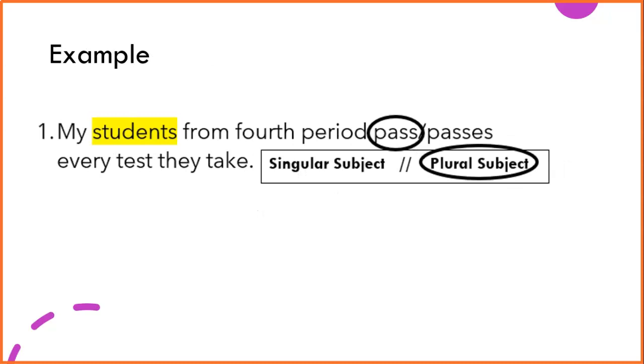So here's an example. My students from 4th period pass every test they take. Students is my subject. They're the people doing the action, so I highlighted students. Students, there's more than one student, that makes it plural, so I circled plural, and then I need to choose the right verb. My students from 4th period pass.